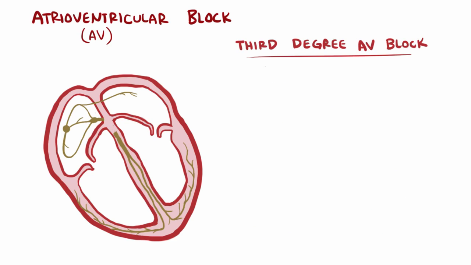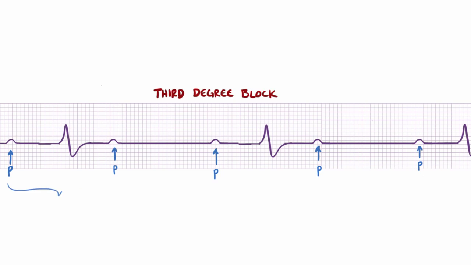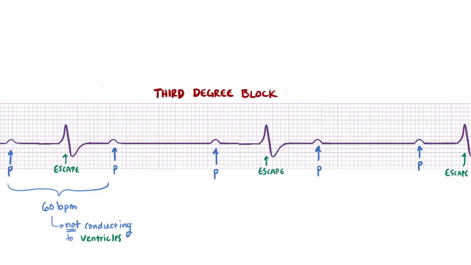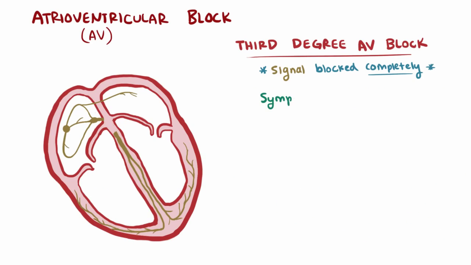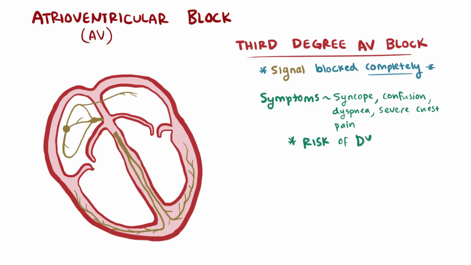Third degree, or complete heart block, describes when the signal is completely blocked when moving from the atria to the ventricles, every time. So in this case, even though the atrium might be going along at 60 beats per minute, as if everything was normal, none of those signals make it down to the ventricles, and the ventricles struggle along with escape beats at very slow rates, probably closer to 30 beats per minute. Patients with complete heart block are usually symptomatic, with symptoms ranging from syncope, confusion, dyspnea, severe chest pain, and these patients are at risk of dying.